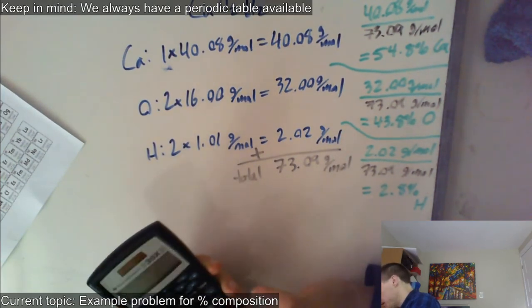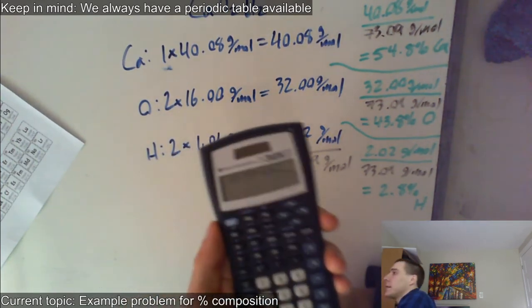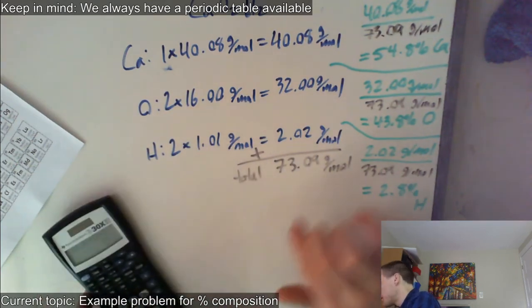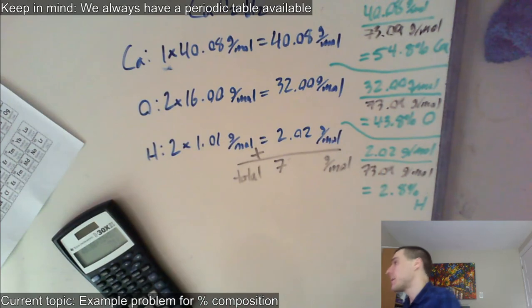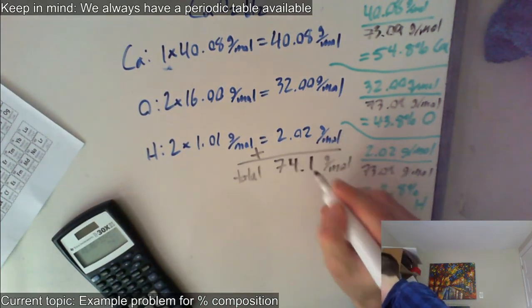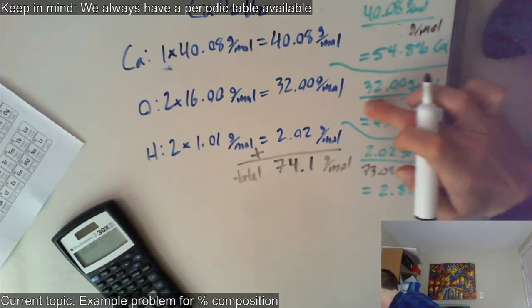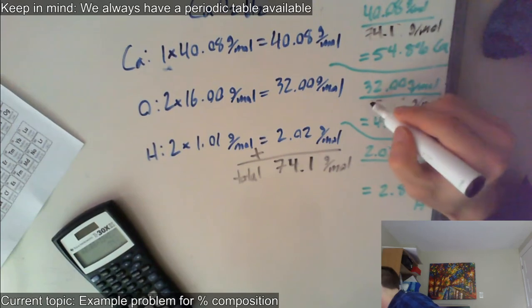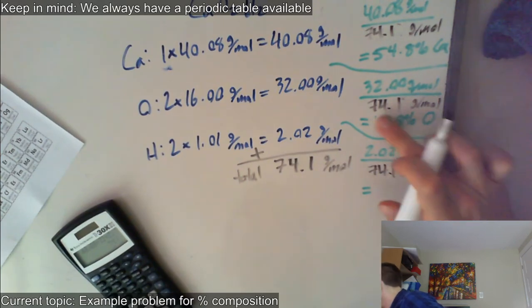40.08 plus 32 plus 2.02. It's 74.1. I must have put in something wrong. It's 74.1 grams per mole. Not a big deal. I'm going to fix my total here: 74.1. And that's going to change my percentages.